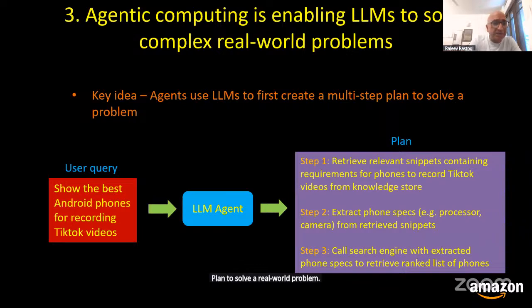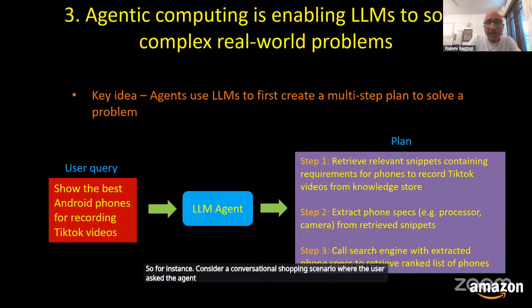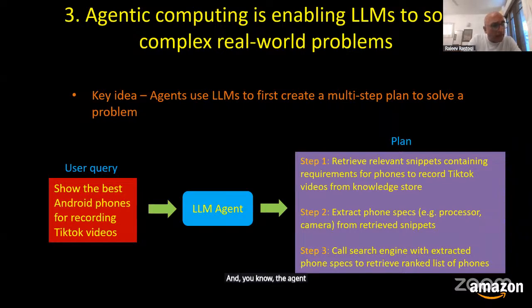So, for instance, consider a conversational shopping scenario where the user asks the agent to show the best Android phones for recording TikTok videos. And the agent creates this plan to solve a recommendation task that involves three steps that are shown here.